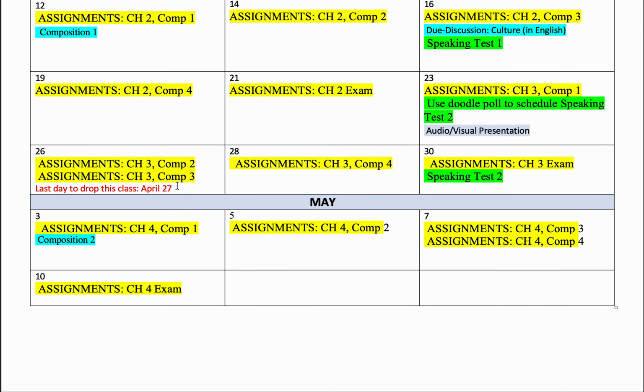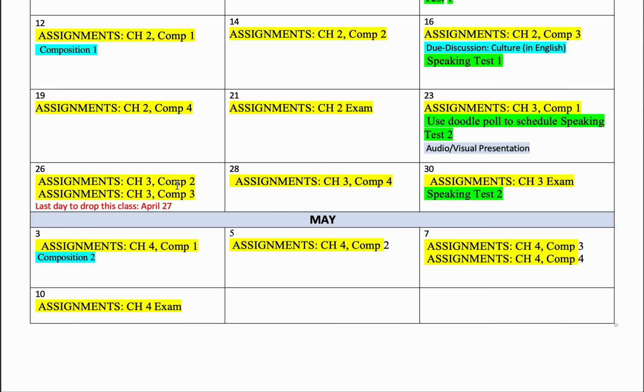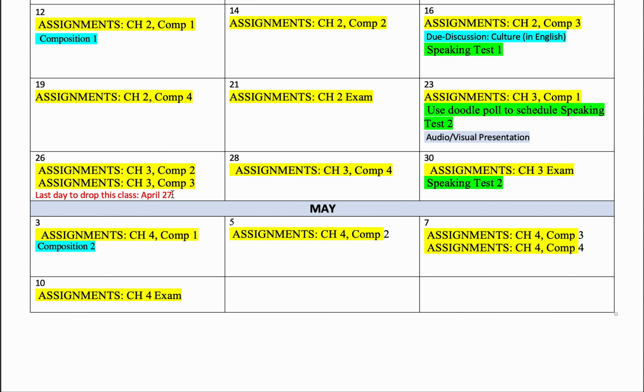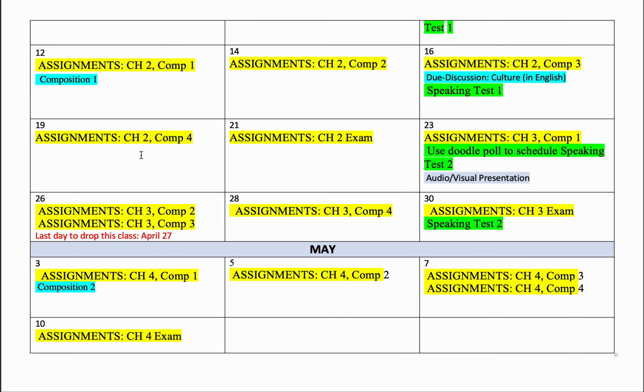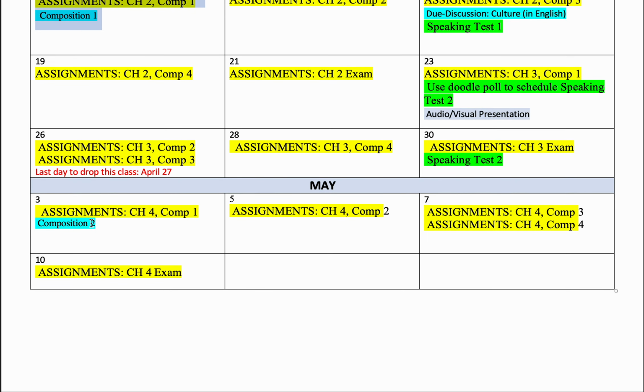The last day to drop the class is April the 27th. I believe that's a Wednesday. And remember that it is your sole responsibility to do so. But I thought that it would be important to let you know that April the 27th is the last day to drop. And you have some compositions here. Composition 1 is due on April 12th, and May 3rd, that's composition number 2. And those, because they are in blue, are submitted on eCampus.